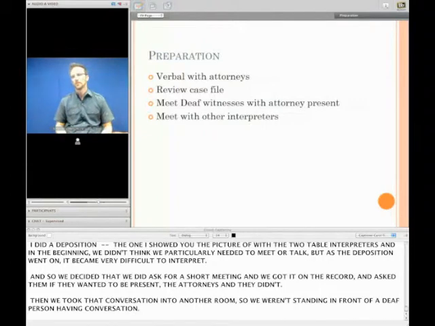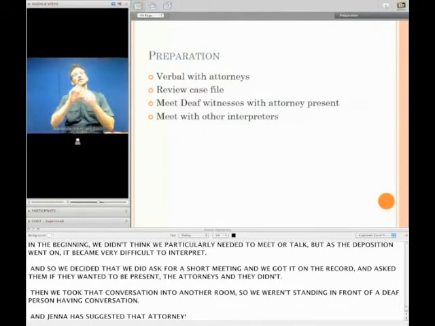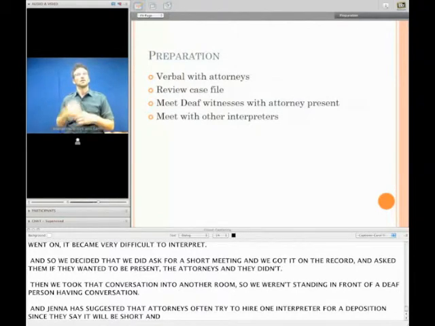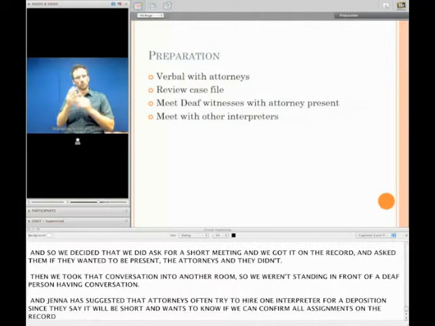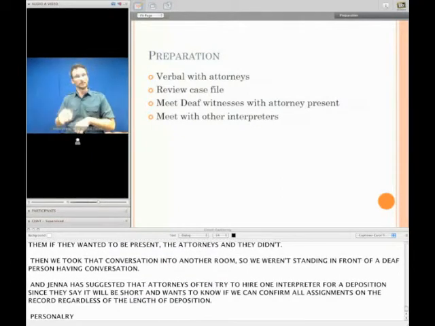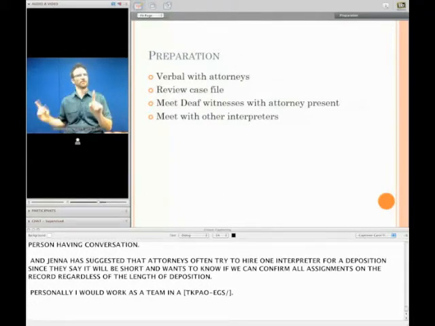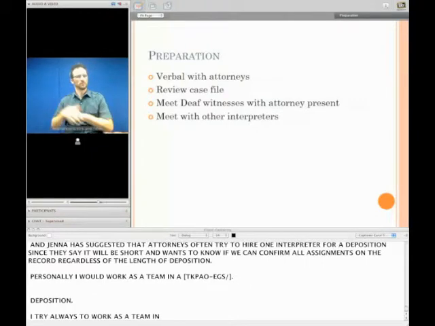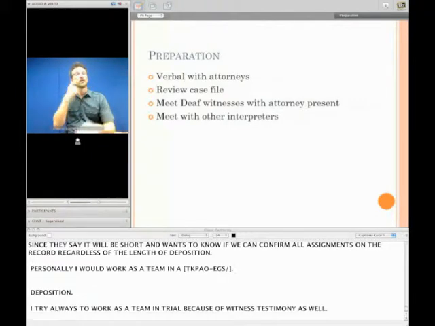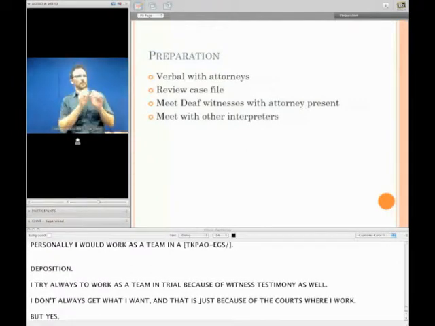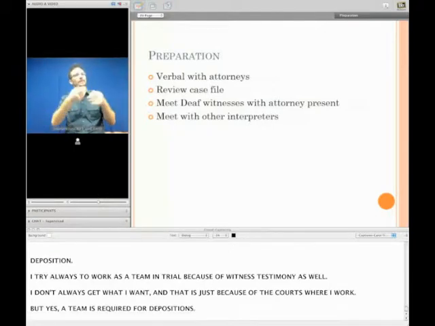Jenna has suggested that attorneys often try to hire one interpreter for a deposition since they say it will be short, and wants to know whether we can confirm all assignments on the record should have a team, regardless of the length of the deposition. Personally, I work as a team always in a deposition. I try always to work as a team in trials for witness testimony as well. I don't always get what I want, and that's just because of the courts where I work. But yes, a team is required for deposition.